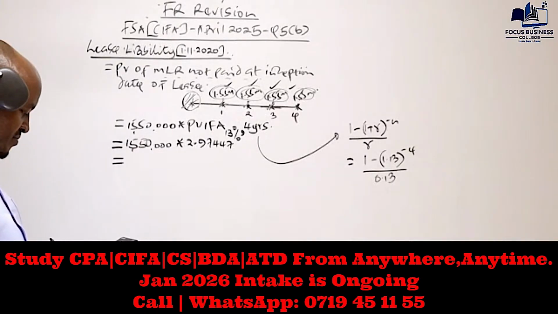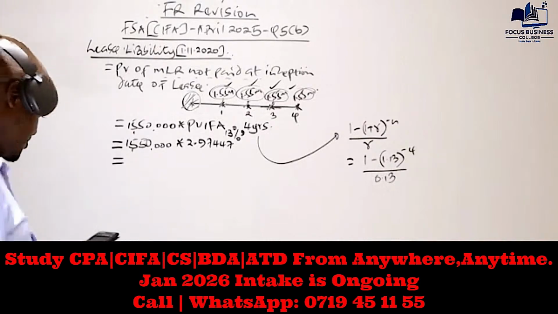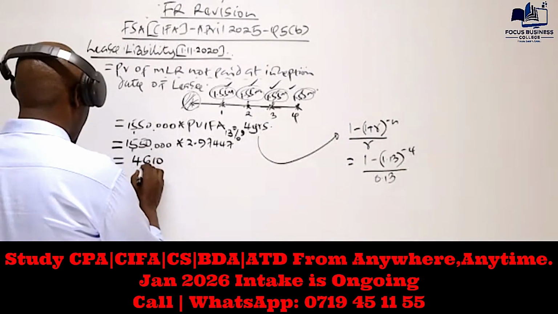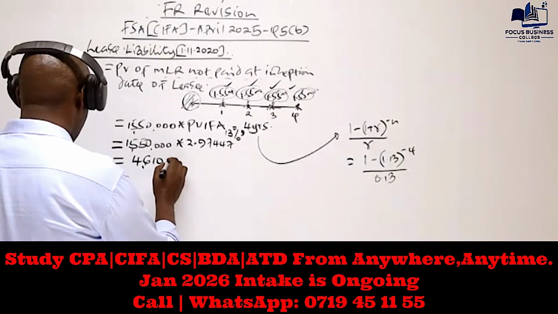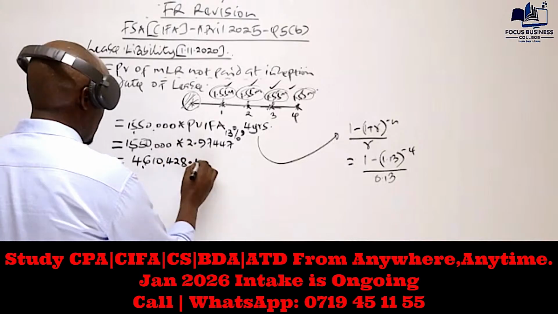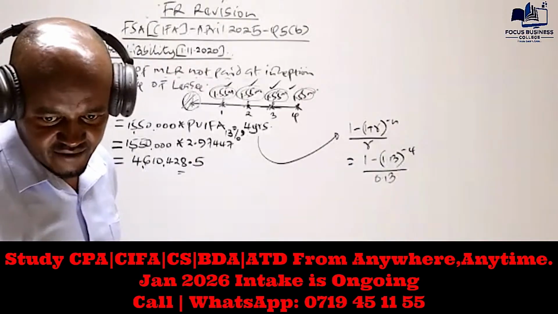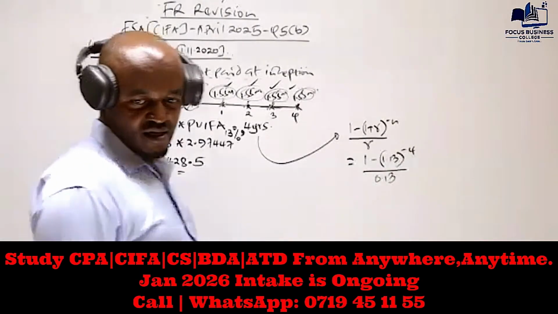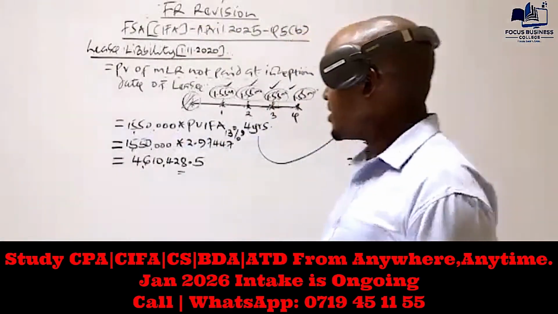What are you getting? So I'm getting a value of 4,610,428.5. Yes, so basically that is the value I'm getting. Yes, I think we can work with that figure right now. Yes, so that basically would be the lease liability.